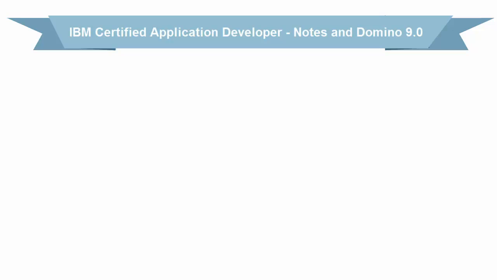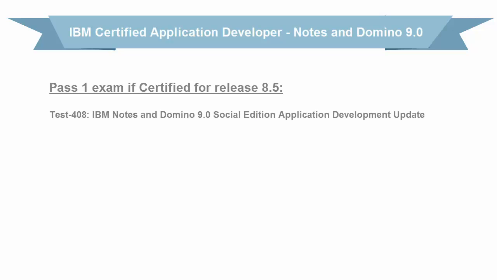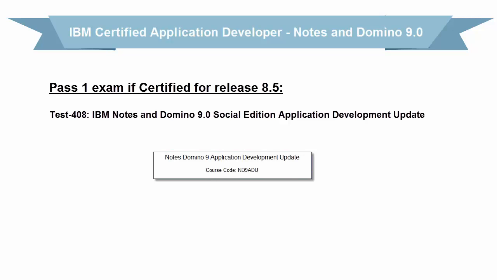So to become an IBM Certified Application Developer, Notes and Domino 9, if you're already certified in Release 8.5, you need to pass only one exam. That's Test 408, IBM Notes and Domino 9 Social Edition Application Development Update, also known as the Application Development Update exam. And we have a course to prepare you for that, the Notes Domino 9 Application Development Update course from TLCC.